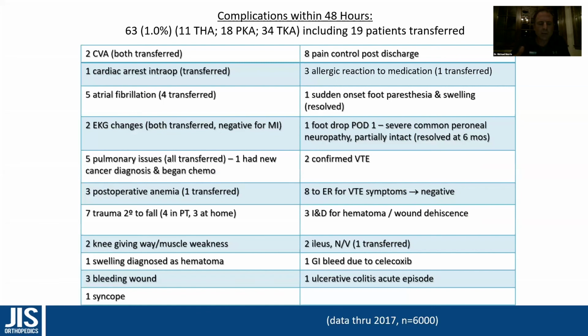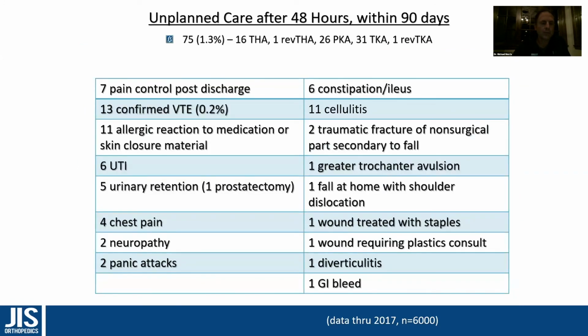If we look, and this isn't the 10,000 that we're talking about, but this is data analyzed through the first 6,000, which was through 2017. Complications within the 48 hours was approximately 1%, including 19 that were transferred. We talked about the ones that were transferred. There's a smattering of other things. The most common things: falls, 4 in physical therapy, 3 at home. 8 patients called in with uncontrolled pain, necessitating some modifications to their pain schedules. And 10 presented to ER with VTE type symptoms. 8 of them were negative, 2 of them were positive. A smattering of other issues in the first 48 hours. Those were the bigger ones.